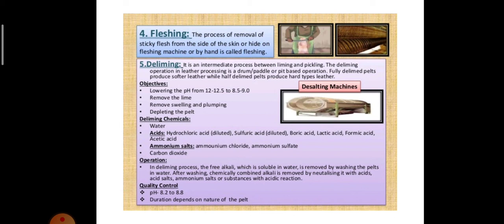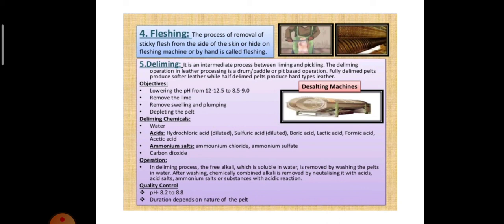After liming, the hide becomes flabby due to unwanted fat and flesh. In this process, this unwanted fat or flesh is removed from the skin. It can be done by a fleshing machine.